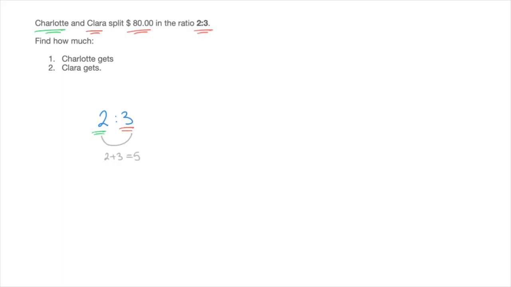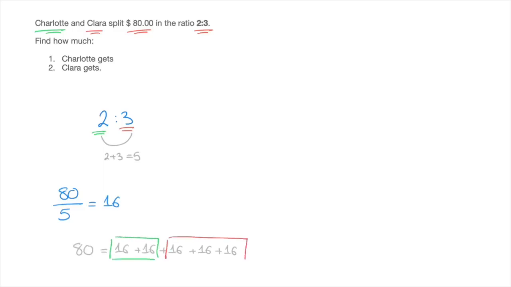So to answer this type of question, our first step really is to divide 80 by 5, and 80 divided by 5, you can check, is equal to 16. This tells us that 80 can be thought of as 16 plus 16 plus 16 plus 16 plus 16. And this clearly highlights the fact that we've divided 80 into 5 equal parts, each of which is equal to 16. And as we said earlier, since Charlotte and Clara are splitting these $80 in the ratio of 2 to 3, this tells us that Charlotte is getting 2 of these 16s, and Clara is getting 3 of these 16s.